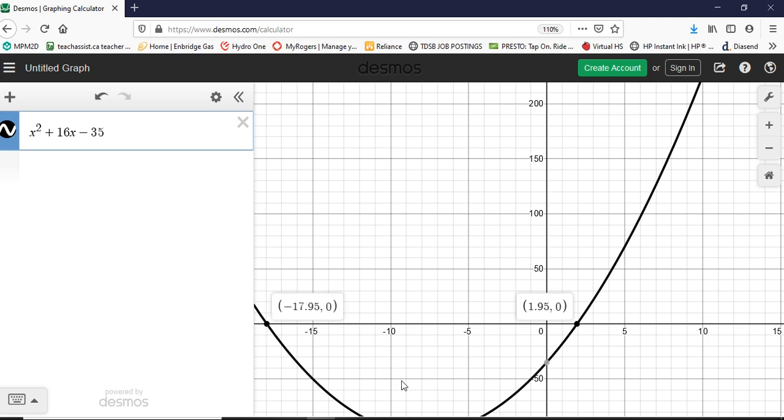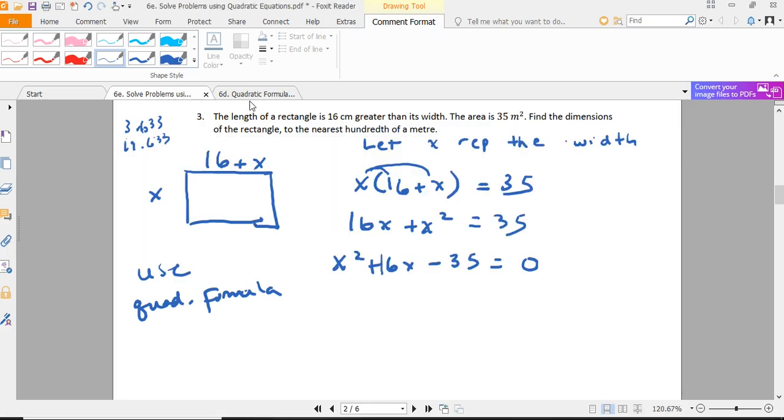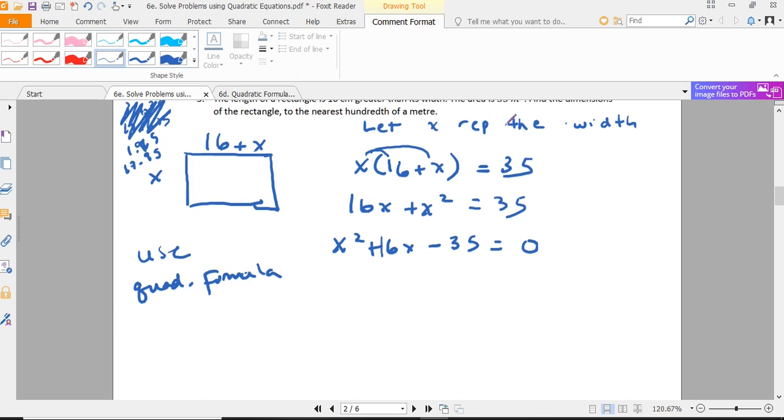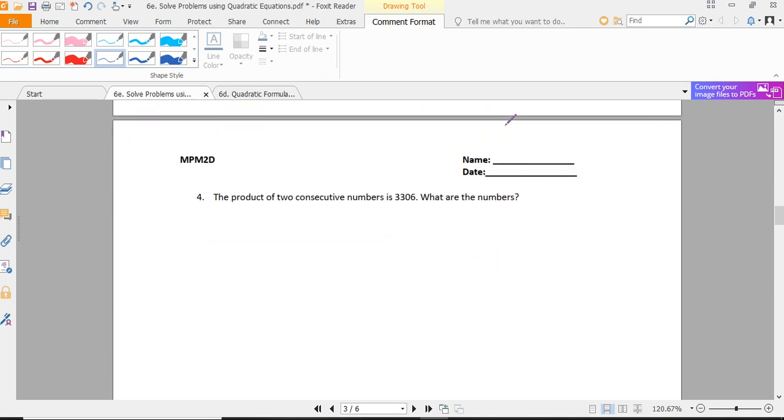Those are our two values. 1.95 or negative 17. Again, negative 17 wouldn't make sense. Let's try 1.95. So the two values would be 1.95 and 17.95, because 16 plus 1.95 is 17.95. So if you multiply length times width, so 1.95 times 17.95, you should get 35. Okay? Alright. Let's take a look at the next one.